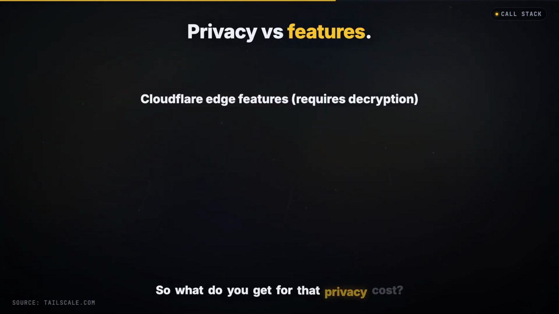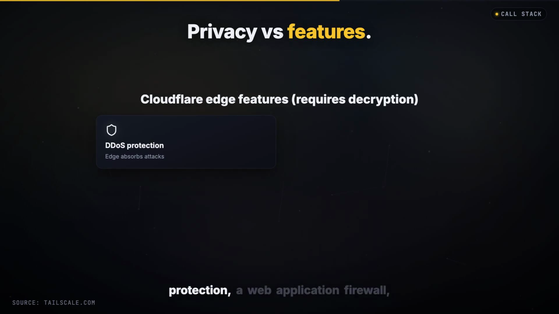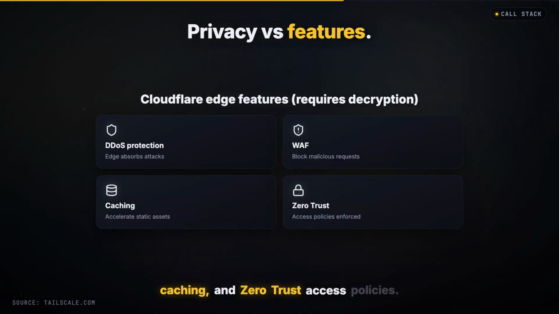So what do you get for that privacy cost? Cloudflare's edge inspection enables DDoS protection, a web application firewall, caching, and zero-trust access policies. Tailscale can't provide any of those features because it never sees your plaintext. You're trading encryption for edge services.